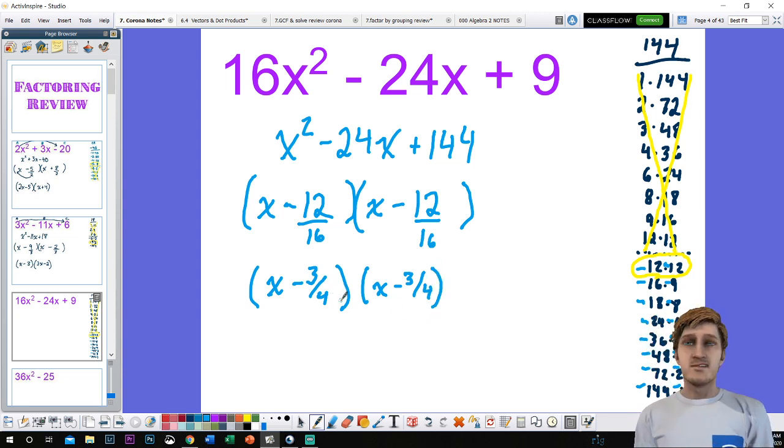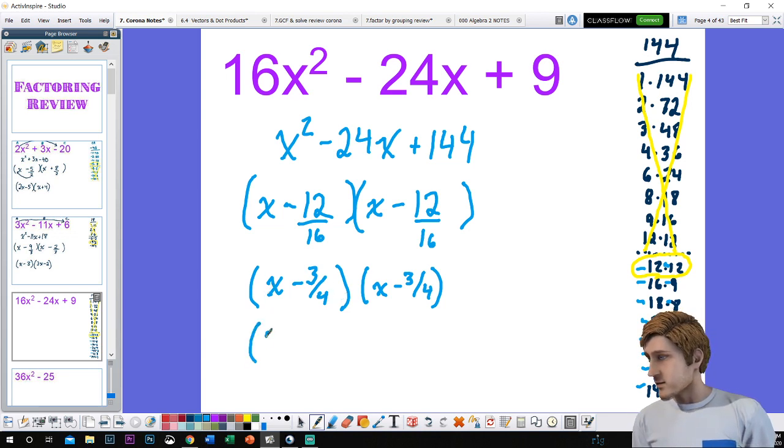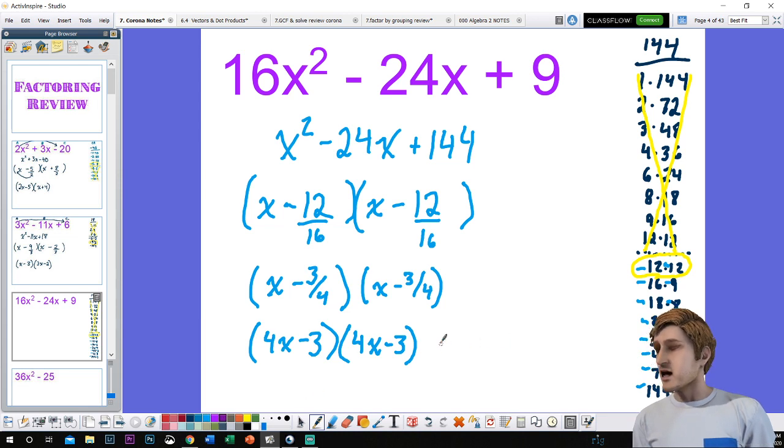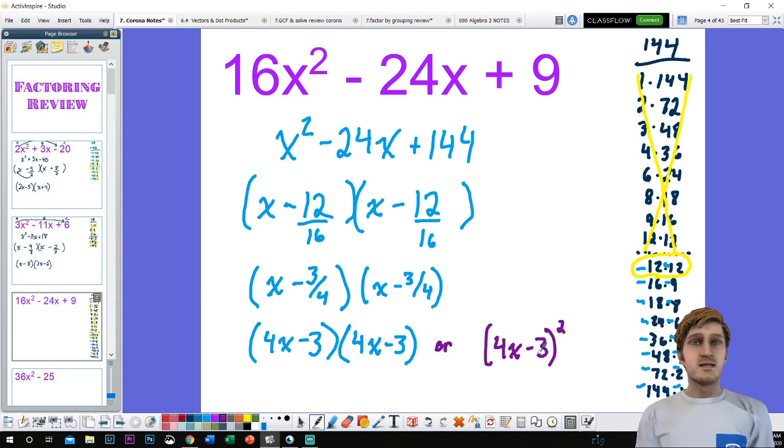No, because I still have a denominator. So I have to bring that bottom up to the top. That gives me 4x minus 3. And this one, not so coincidentally, since it was exactly the same, also gives me 4x minus 3. So that would be one way to write the answer. Another way is, if you don't like writing it twice and want to save yourself some writing, you can just write it once and put a little squared up there. Either of these would be considered the correct answer.